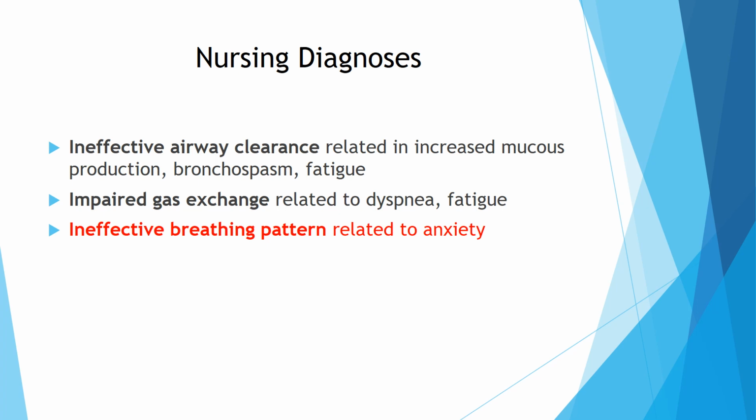So some nursing diagnoses for your client will be ineffective airway clearance related to increased mucus production, bronchospasm, and fatigue. They are tired. Impaired gas exchange related to difficulty breathing and fatigue. However, the big issue here, which will start everything, is the ineffective breathing pattern related to anxiety. Once their anxiety gets heightened, once they realize they are heading into an asthma attack, it will create this ineffective breathing pattern, and then it will just cycle from there. So ineffective breathing pattern is the basis for all of this.